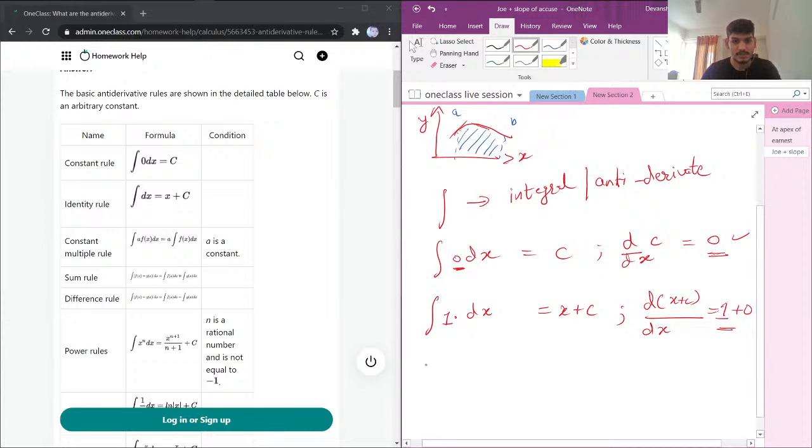If a constant is multiplied with a function of x and we are integrating that function of x, then we can take the constant outside of the integral, because this constant has no part in this whole integration. So we can take it outside and do the integration.